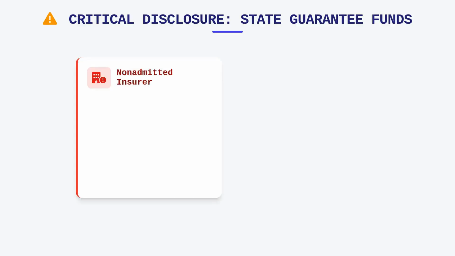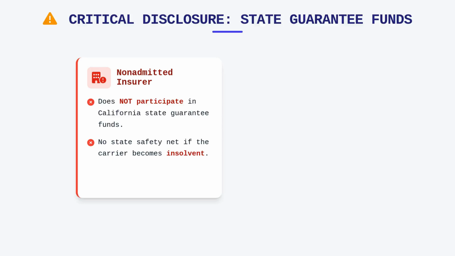The most critical piece of information within this bold-faced document concerns the state guarantee funds. You must explicitly inform the consumer that the non-admitted insurer does not participate in any of the California Insurance Guarantee Funds. If a non-admitted carrier becomes insolvent and lacks the capital to pay outstanding claims, the state will not step in to protect the consumer's assets or fulfill those claims.